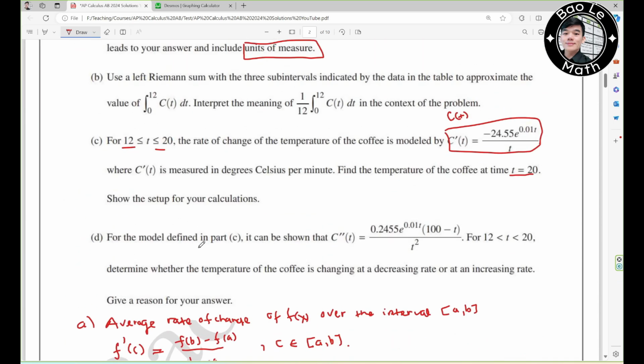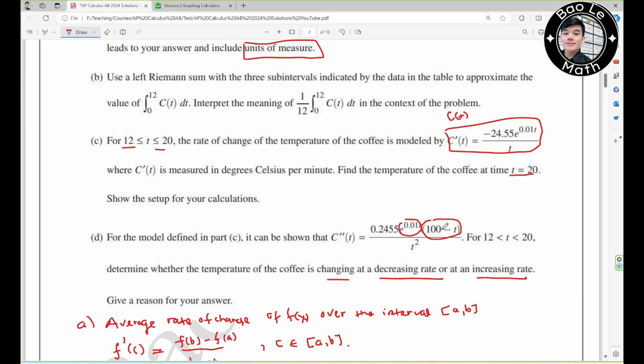For the model defined in part C, it can be shown that C double prime of T equals this one, for T from 12 to 20. Determine whether the temperature of the coffee is changing at a decreasing rate or an increasing rate. Alright, so we have the second derivative right here. This is always positive, because T is from 12 to 20.